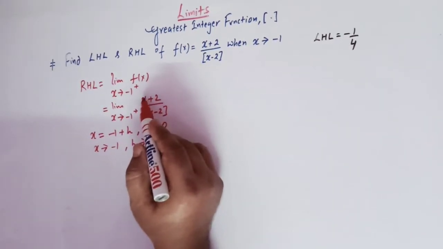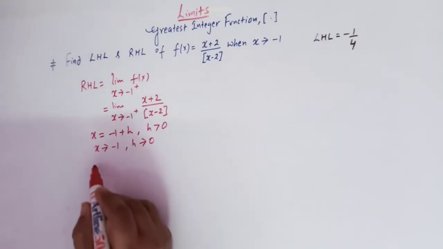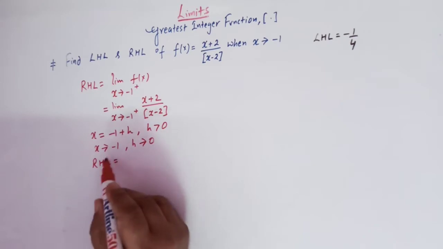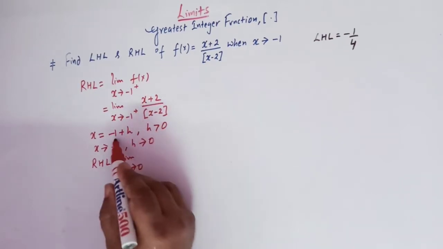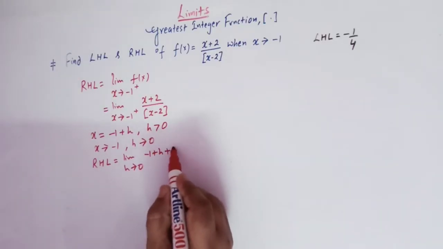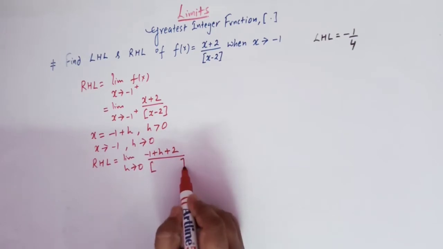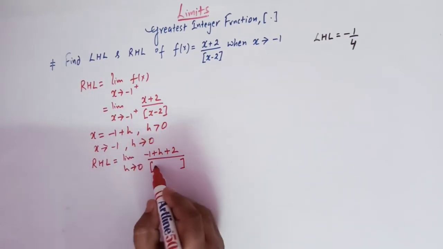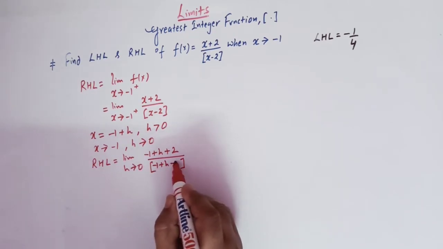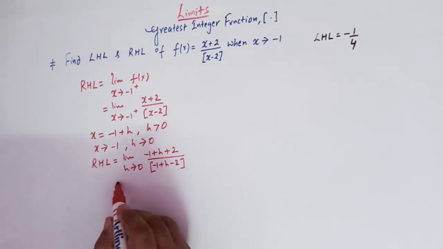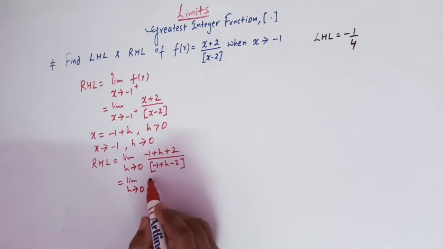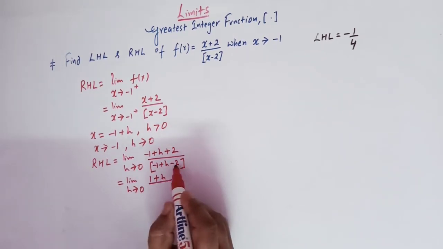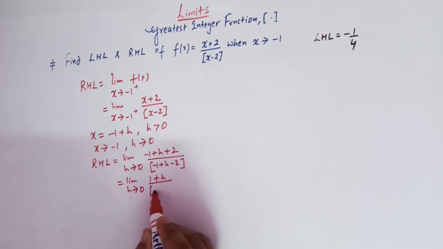So we'll now replace here x by minus 1 plus h. So the right hand limit we can write like this: limit h tends to 0, for x we can write minus 1 plus h, here we have plus 2, and now we have greatest integer of x minus 2. For x we can write minus 1 plus h, and here we'll have minus 2, right? So now we can simplify it. Limit h tends to 0, here we have 2 minus 1 is 1, so we have 1 plus h, and here we have greatest integer of minus 3 plus h, right?